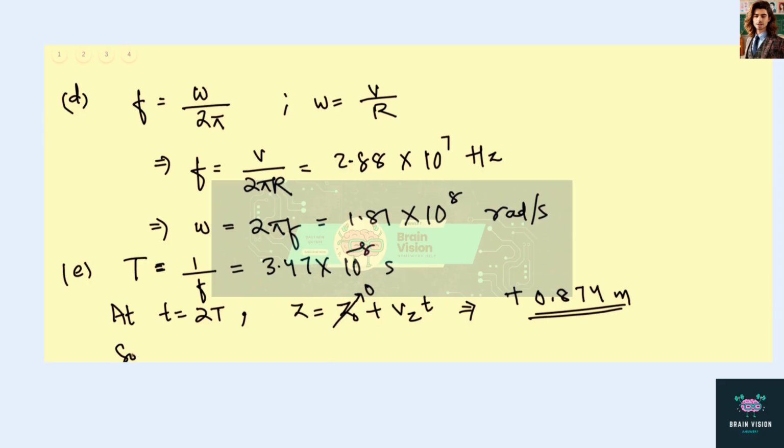So the coordinates of the particle at t equals 2T will be, writing it in this format, x is basically equal to r initially, which is 0.029 meter, y is 0, and z is the value that we found over here.